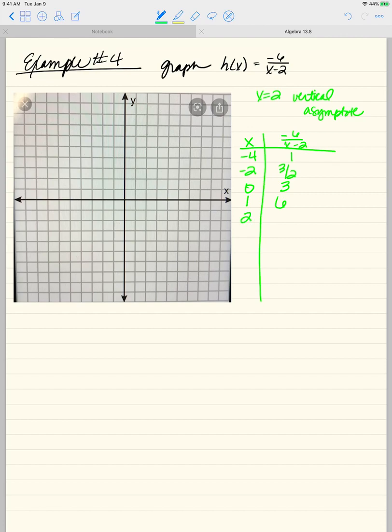When x is 2, that is undefined, okay? When x is 3, negative 6 over 3 minus 2. So that's negative 6 over 1. So that's negative 6. When x is 4, that's negative 6 over 2, which is negative 3.